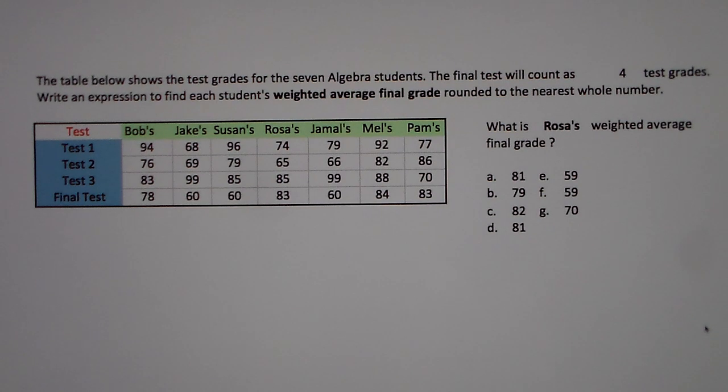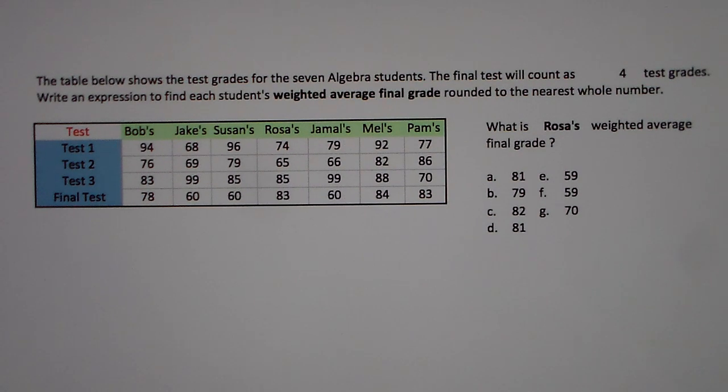So let's do some examples here. I know Ms. Herzig and I have been waiting a long time to do these type of problems. The table below shows the test grades for 7 algebra students. We got Bob, Jake, Susan, Rosa, Jamal, Mel, and Pam. The final test is going to count for 4 test grades. Your goal is to write an expression to find each student's weighted average final grade, rounded to the nearest whole number.